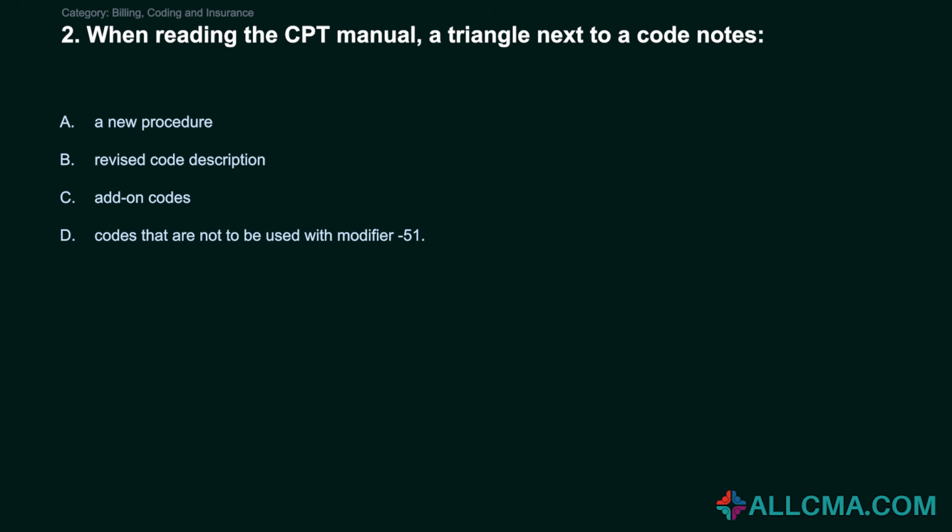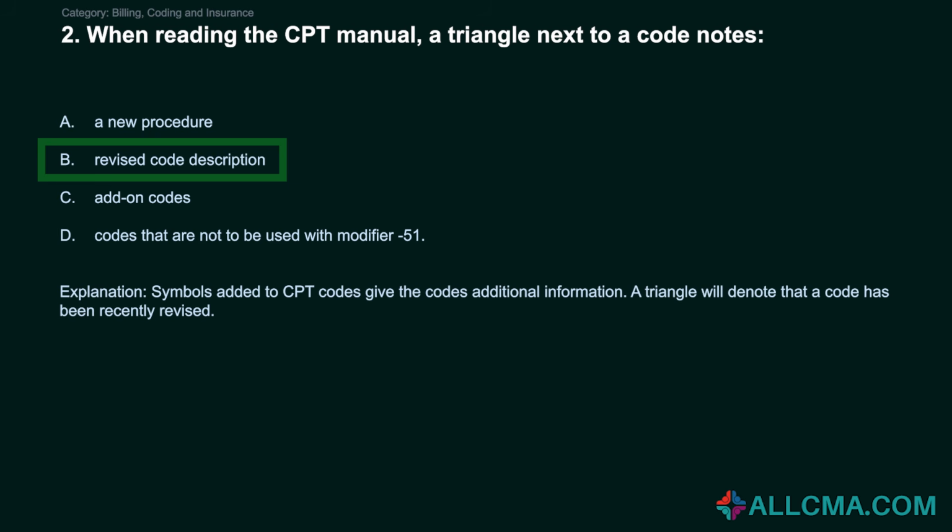2. When reading the CPT manual, a triangle next to a code notes A. A new procedure. B. Revised code description. C. Add-on codes. D. Codes that are not to be used with modifier -51. Correct answer: B. Revised code description. Symbols added to CPT codes give the codes additional information. A triangle will denote that a code has been recently revised.